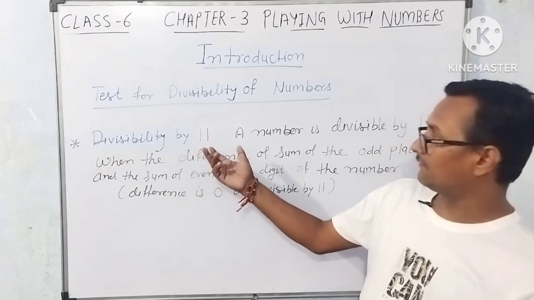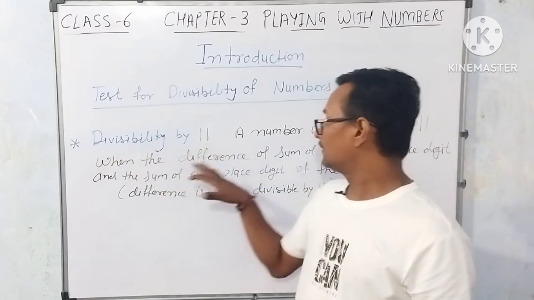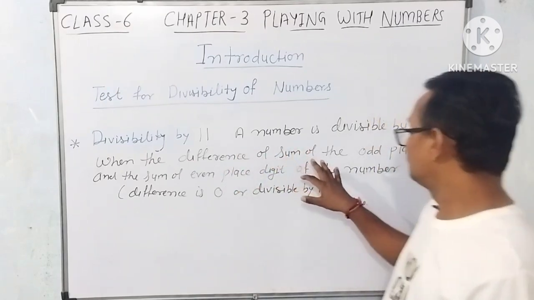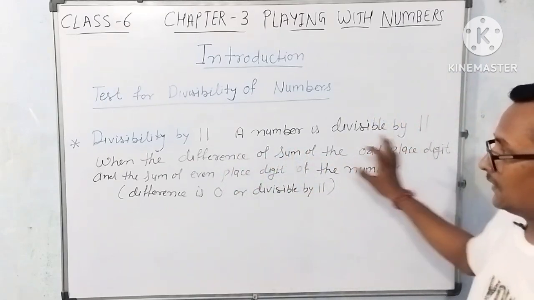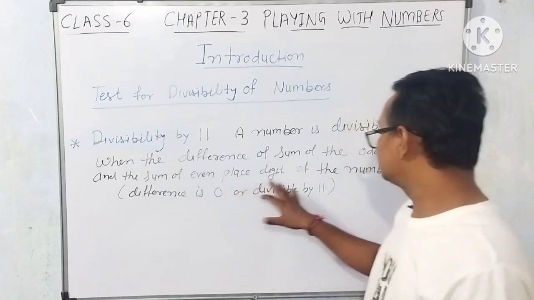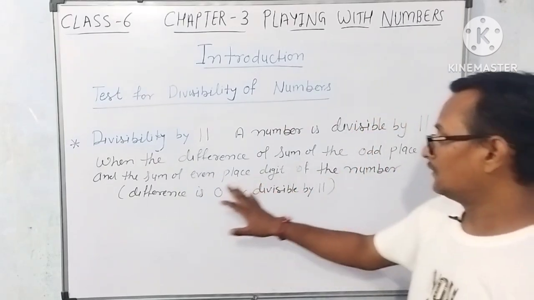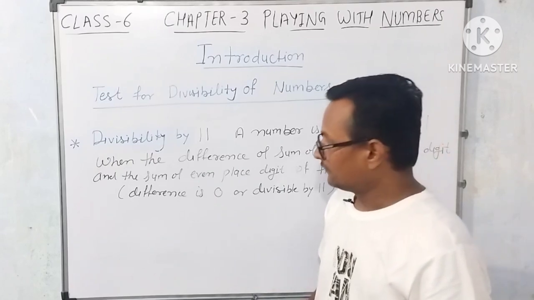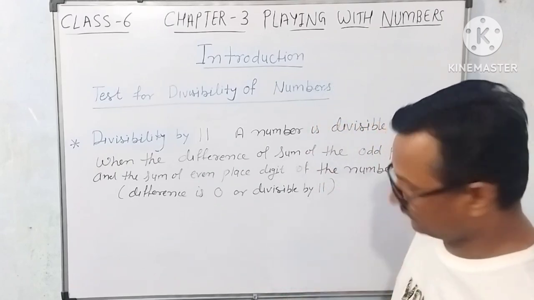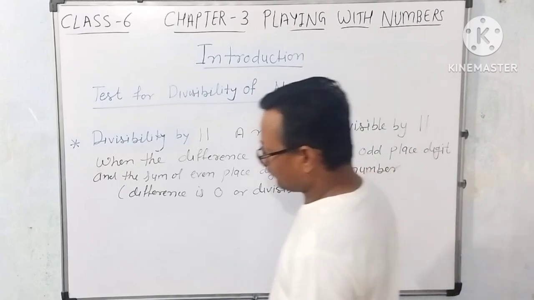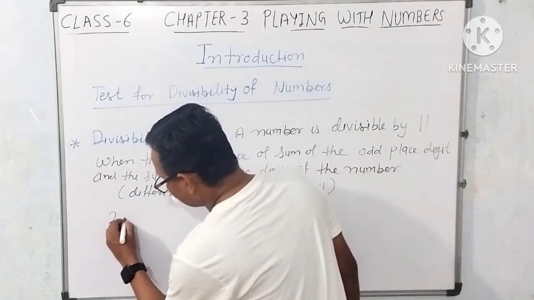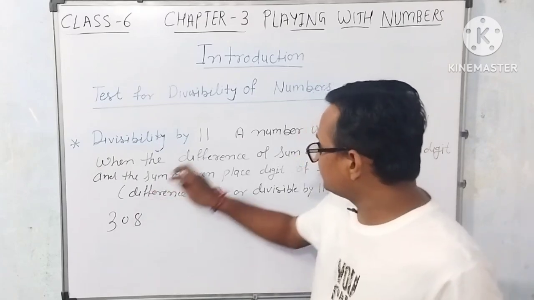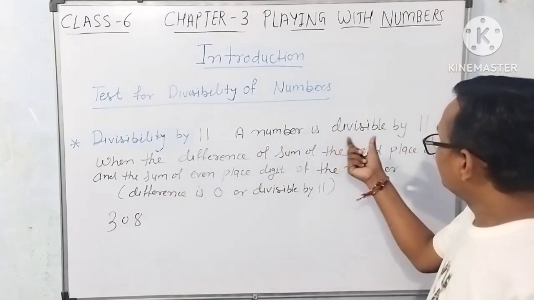Now the rule for 11, divisibility by 11. A number is divisible by 11 when the difference of the sum of the odd place digits and the sum of the even place digits of the number is 0 or divisible by 11. Friends, we have to solve this by an example. For example, one number is 308. Is it divisible by 11 or not? Let's check by this definition.